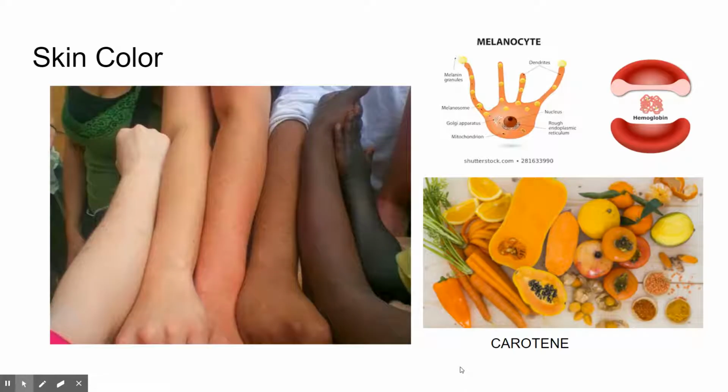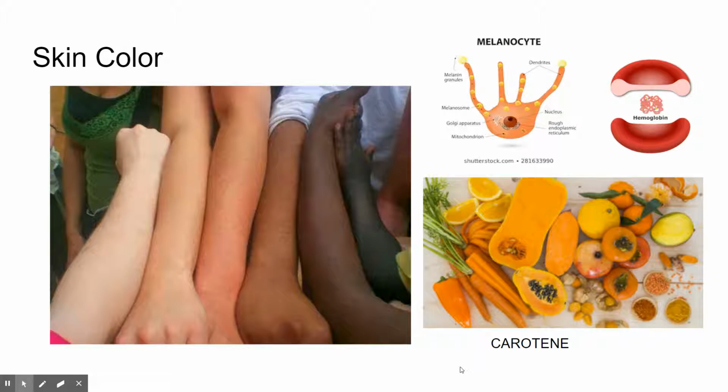The first thing we're going to look at is skin color. Skin color actually has several factors that cause it. That's why there are so many different skin colors out there. There's not just three. There are so many different ones, because there are several underlying factors. The first one we've already talked about, and that is this pigment called melanin.